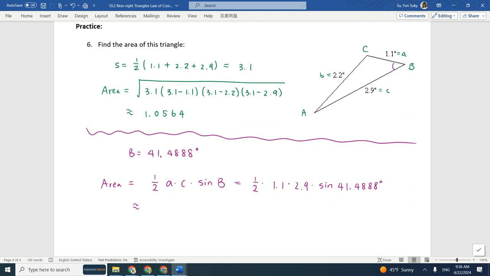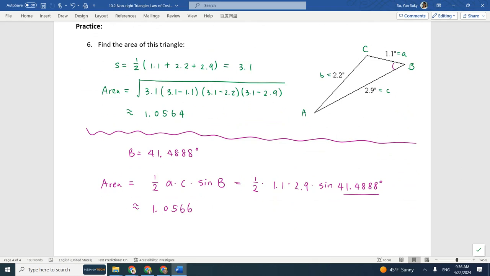What do you get? 1.0566. Mm-hmm. Oh, it might be because if we use more decimal places for the angle B, then our answer is more accurate. Everybody, but you know both methods work.